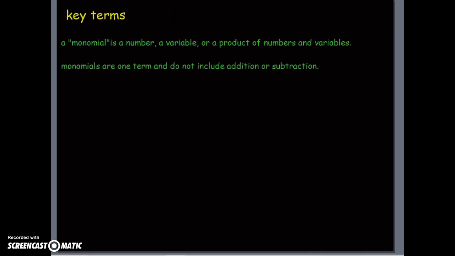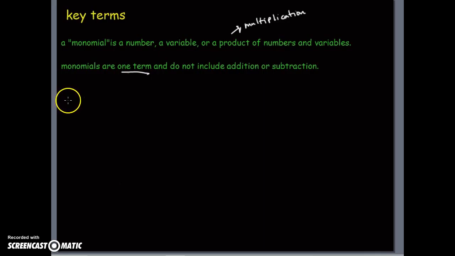A monomial is a number, a variable, or a product of numbers and variables, and product is referring to the operation of multiplication. Can't spell it? Psych. Yes, I can. Monomials are one term, this is very important, one term, and do not include addition and subtraction. Terms are things that are being added and subtracted, and a monomial has neither of these operations. So its only operation is multiplication.